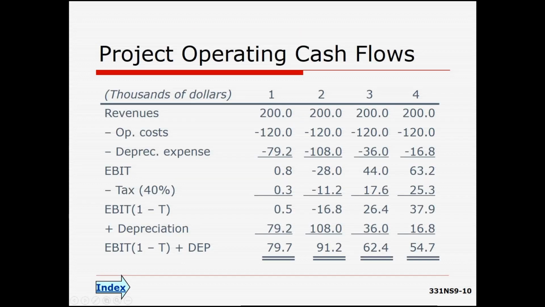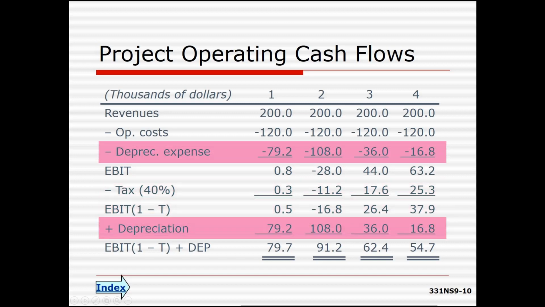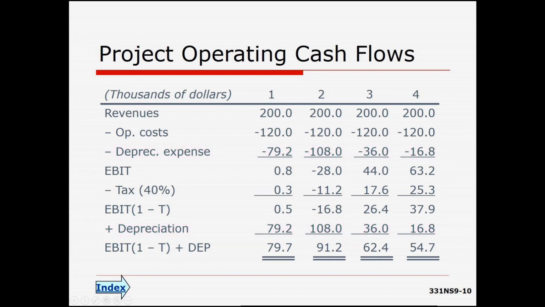Putting it all in a pro forma statement format, revenue, 100,000 units times $2 each, $200,000 a year. Operating costs, 60% of revenue, $120,000 each year. Depreciation expense, calculated on the previous slide. Revenue minus cost minus depreciation equals EBIT. Taxes, 40% of EBIT. Subtract taxes. Add back depreciation. It's a non-cash expense that must be considered for tax reasons, but we're solving for cash flow. Operating cash flows are the bottom line.